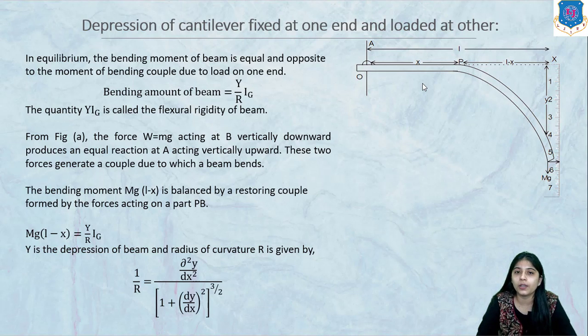So suppose the depression is denoted by y. Suppose the depression, or deflection, y is very small. Now what is dy by dx?